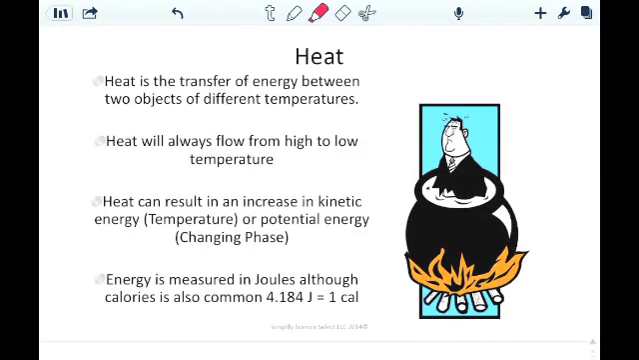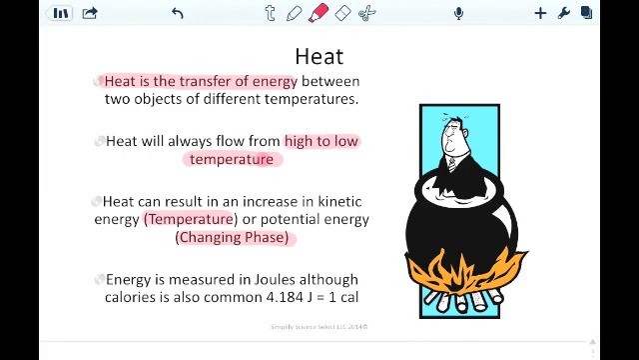Now, heat in general, what is heat? Heat is the transfer of energy between two objects of different temperatures. Okay, so heat is specifically the transfer of energy. Now, heat will always flow from high to low, so from high temperatures to low temperatures. And heat can result in an increase in kinetic energy, temperature, or potential energy, which is a change in phase.